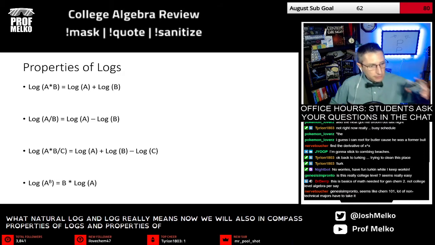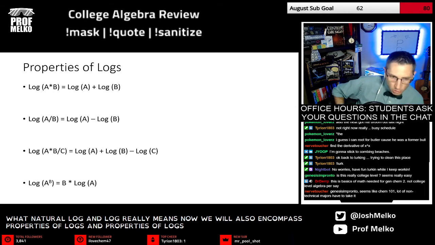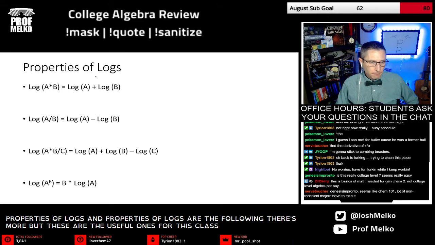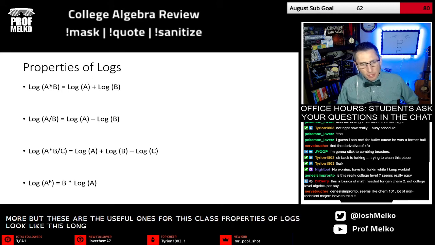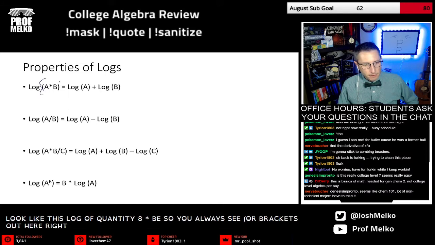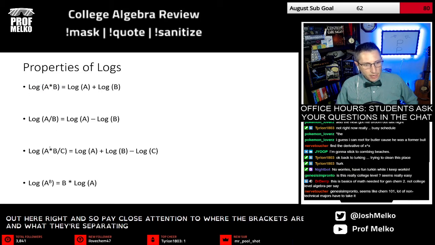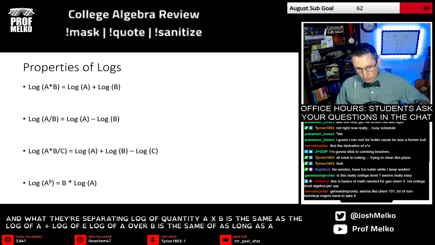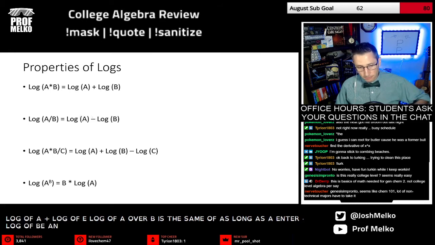And properties of logs are the following. There's more, but these are the useful ones for this class. Properties of logs look like this. Log of quantity a times b. So you always see parentheses or brackets out here, right? And so pay close attention to where the brackets are and what they're separating. Log of quantity a times b is the same as log of a plus log of b. Log of a over b is the same as log of a, enter, minus log of b, enter.